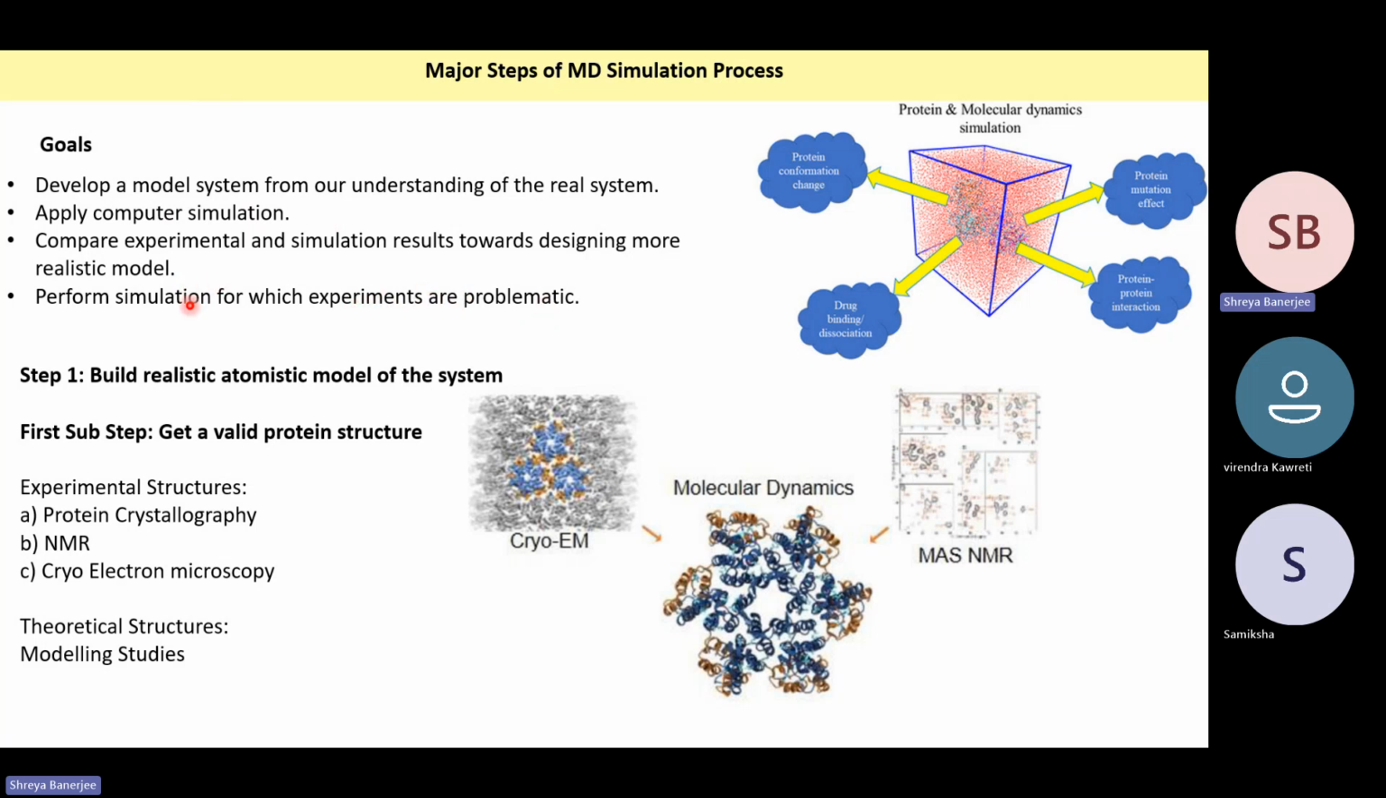So in doing all this, there are some steps which we have to follow. The first step, as I said, is to get a proper 3D structure, which can be done by protein crystallography, NMR, or cryo-electron microscopy. And once we get the 3D structure from this, we can model it in a software. We can create a model of that structure.